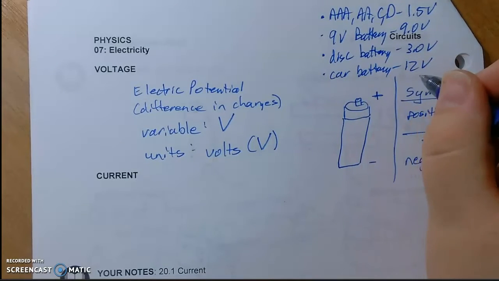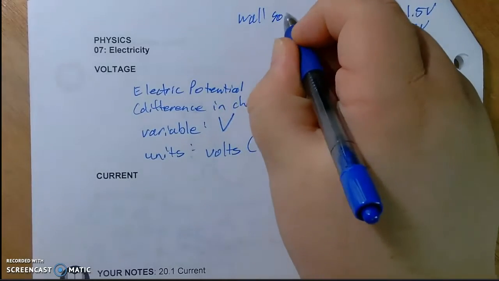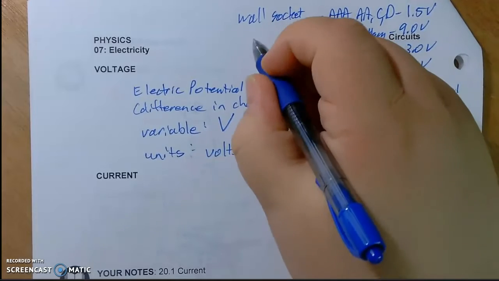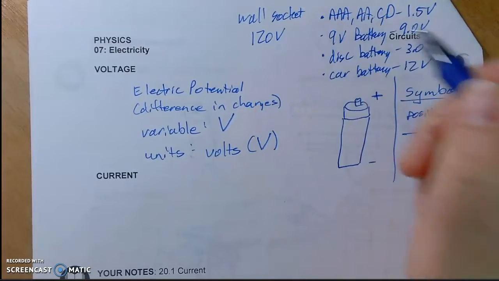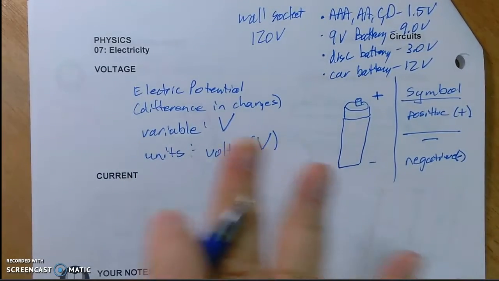So you have that. Another common source is, of course, just your common wall socket. It's slightly different than the batteries. That's why I put it over here. The voltage coming out of that is 120 volts, on average. So let's be careful with those. So there's your voltage.